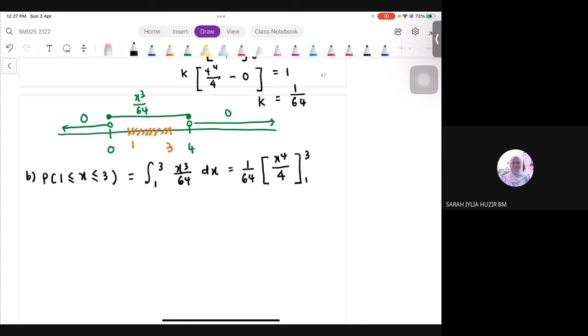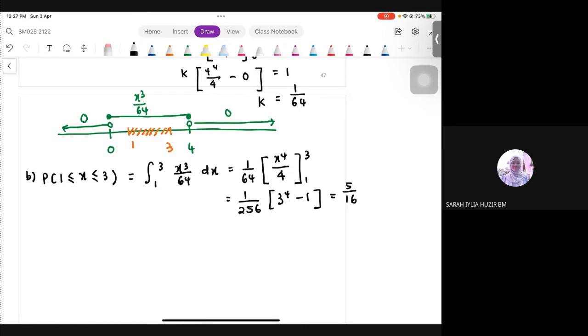Okay. And then straight away substitute the limit. It's basically 3 to the power of 4 minus 1. Simplify this up. Here, our final answer should be 5 over 16. So that's for the part B, probability from 1 up to 3.